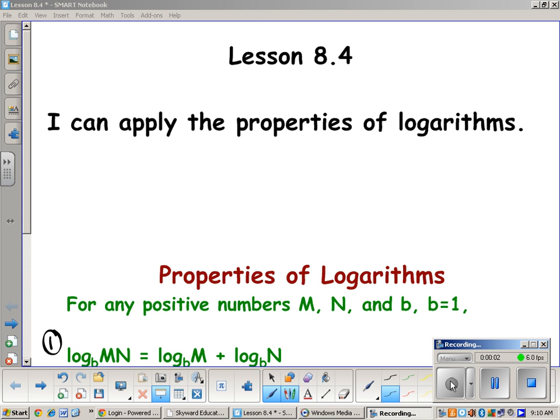I can apply the properties of logarithms. There's 4 of them here. I'm going to raise this up and pause it and give you time to copy them down. And then we'll talk about them, do some examples, and play around with them a little bit.